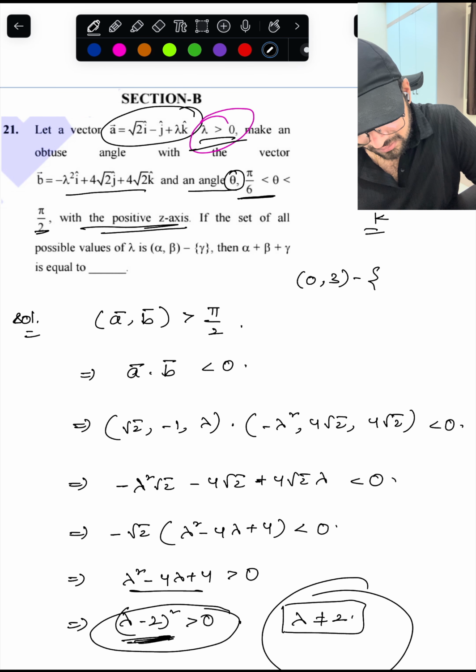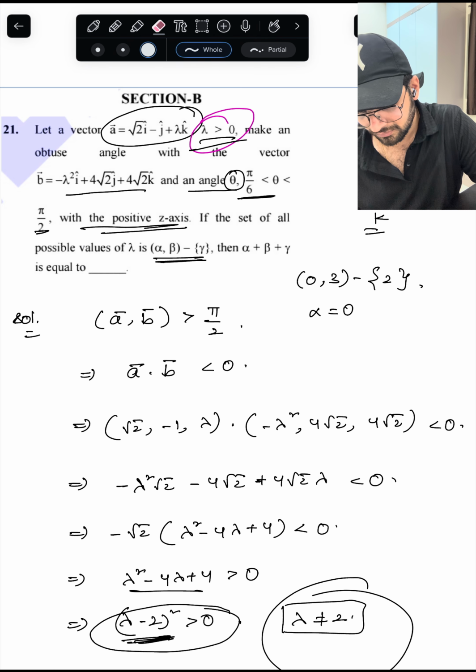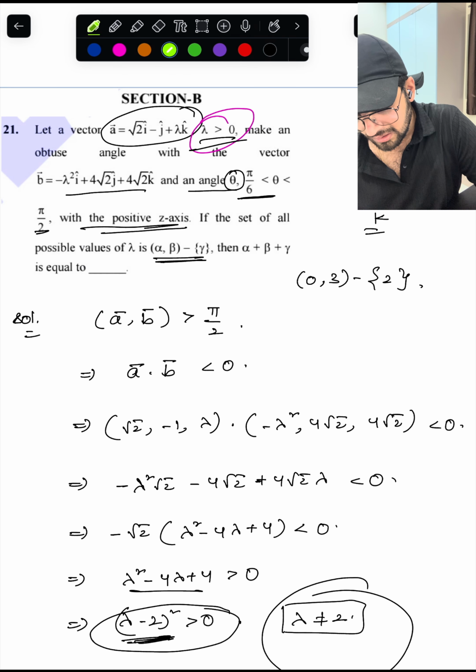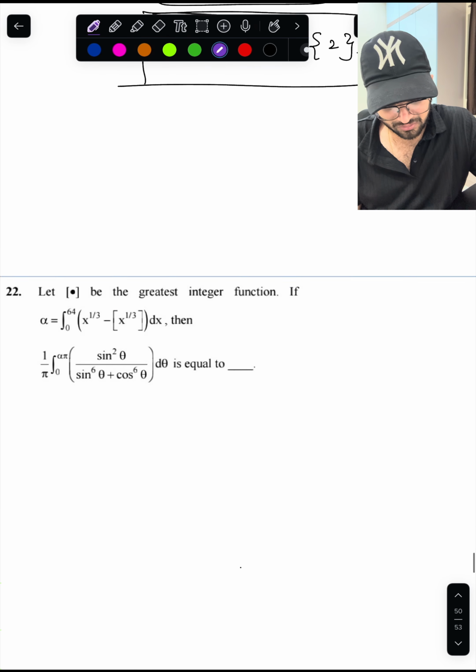0 to 3 minus 2 is the answer. So here we have to compare this one with this. So alpha is 0. What I can see is here alpha is 0, beta is 3, gamma is 2. So alpha plus beta plus gamma is 5. So the answer is 5. Done. So let's move to 22nd question.